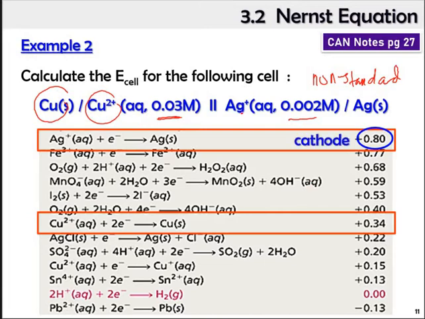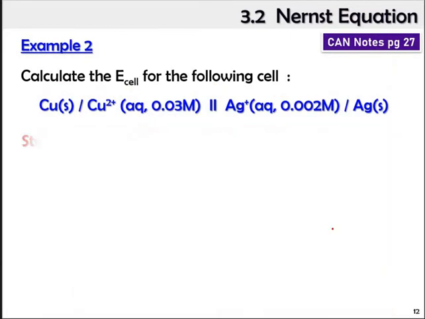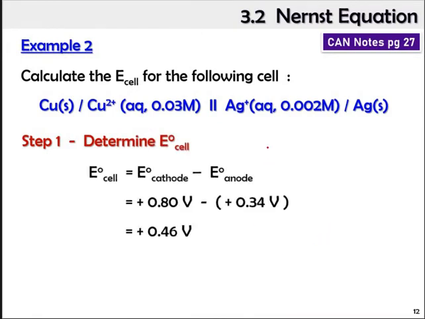So for silver, silver here is the cathode. We use the cell notation A, B, C, right? So C here is the cathode, silver, and the anode is copper. And then first of all, you have to find the E naught cell using this formula.